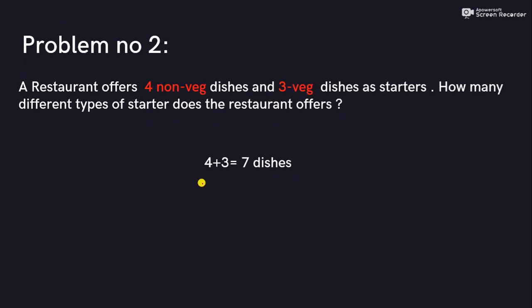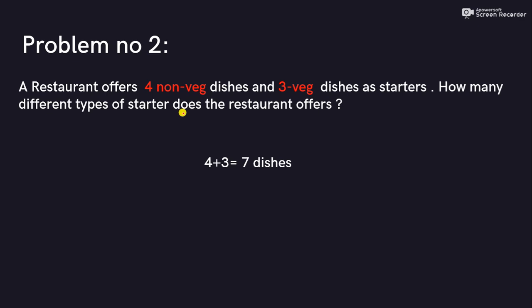Here I am going to give you another problem. In problem number 2, a restaurant offers 4 non-veg dishes and 3 veg dishes as starters. How many different types of starters does the restaurant offer? Consider that a person can select from the 4 non-veg items or the 3 veg items. A person cannot select both, because a non-veg person prefers to eat only non-veg items and a veg person prefers to eat only veg items. So we can't select both at the same time.